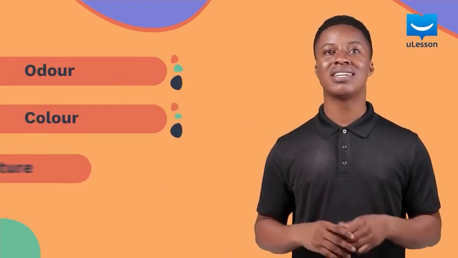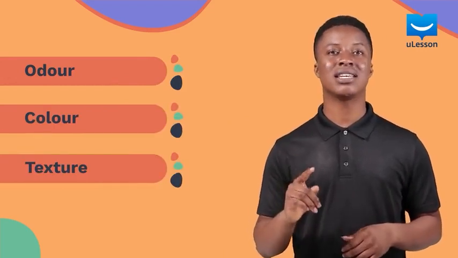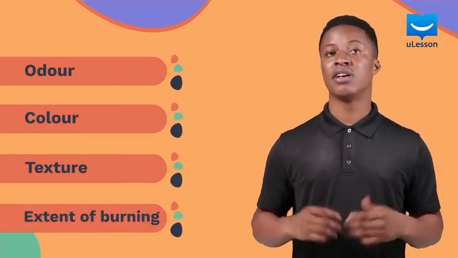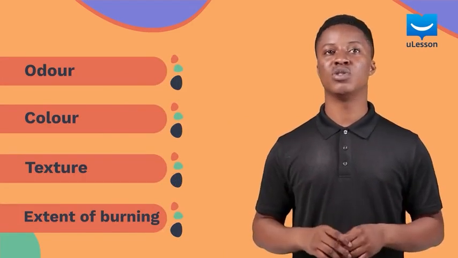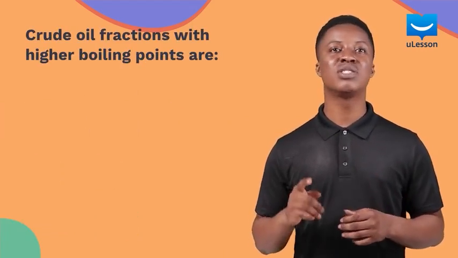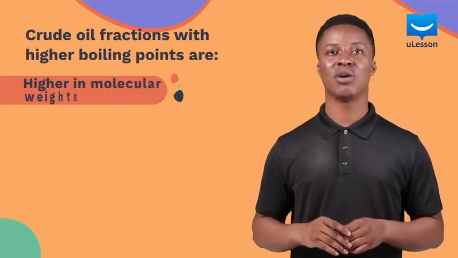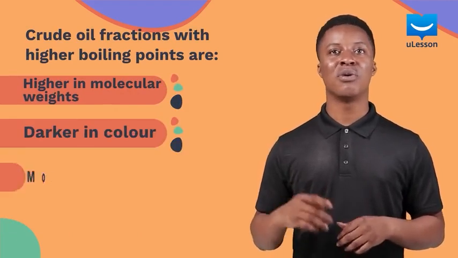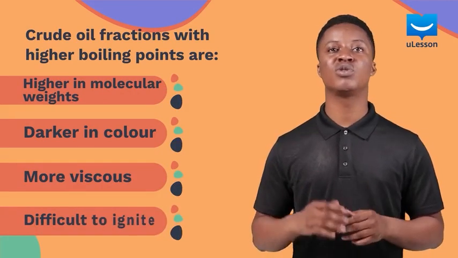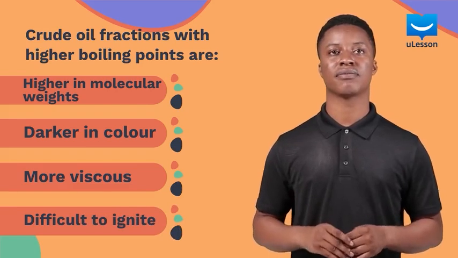Apart from their different boiling points, we can also differentiate these fractions from one another by their odor, color, texture, and also the extent to which they burn. For example, crude oil fractions with higher boiling points consist of molecules with higher molecular weights that are darker in color, more viscous, and more difficult to ignite and burn. Now, let's take a look at the process involved in the fractional distillation of crude oil.